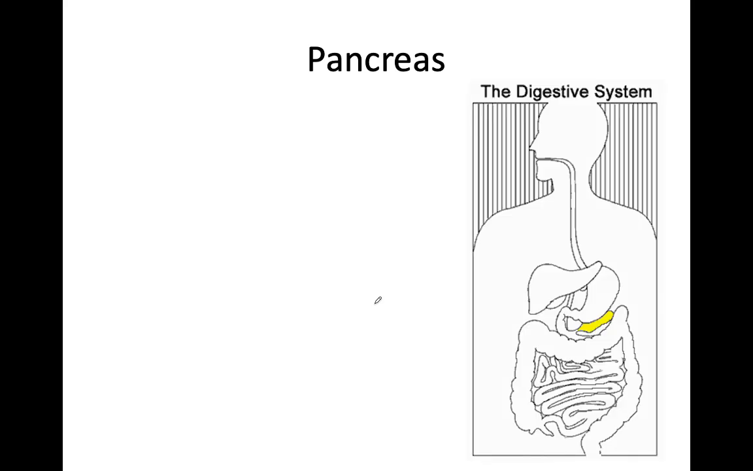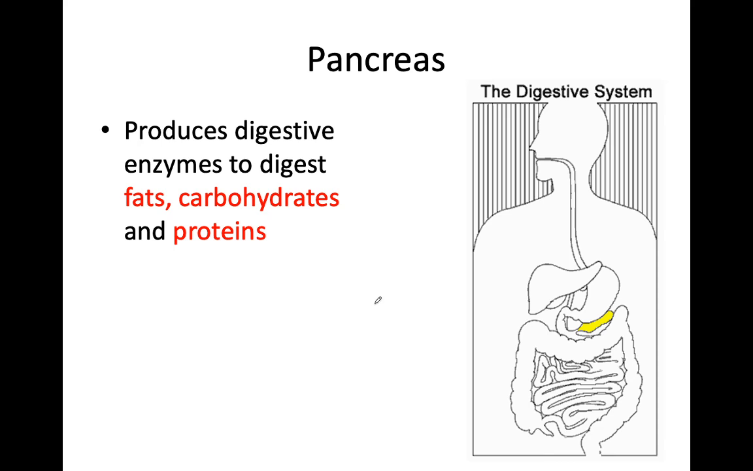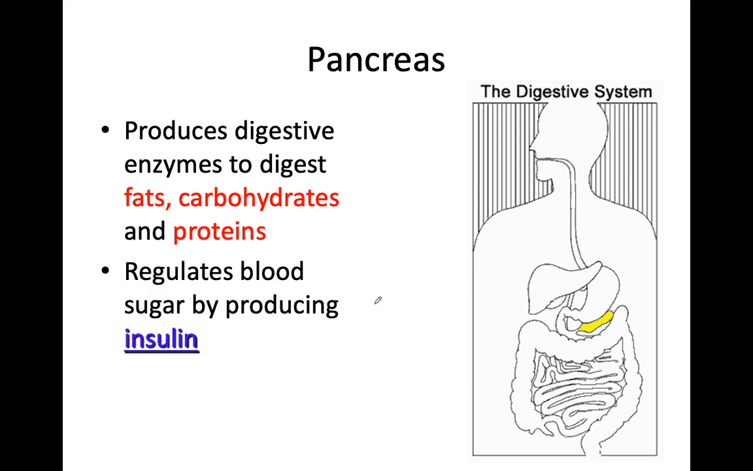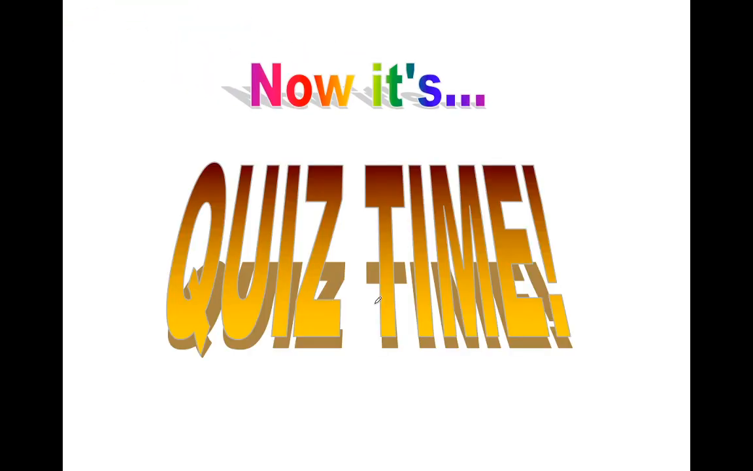And our last accessory organ is the pancreas. The pancreas produces digestive enzymes to digest fats, carbohydrates, and proteins. So any other enzyme other than bile that is needed throughout the body, the pancreas produces it. It regulates blood sugar by producing insulin, right? It allows our body to process the amount of sugar using insulin, and all of that is produced in the pancreas.